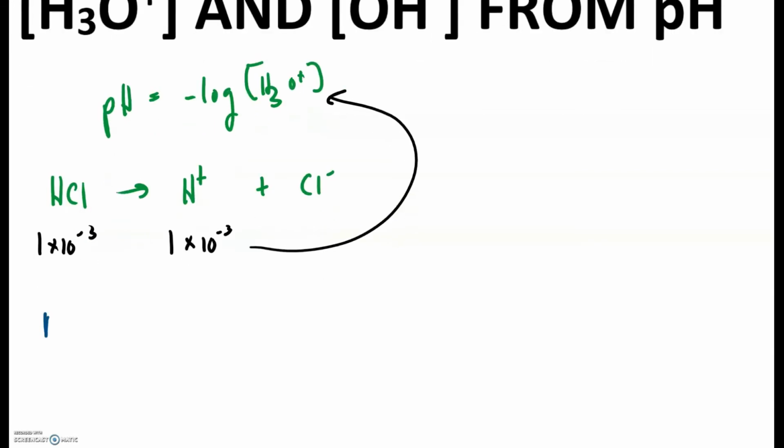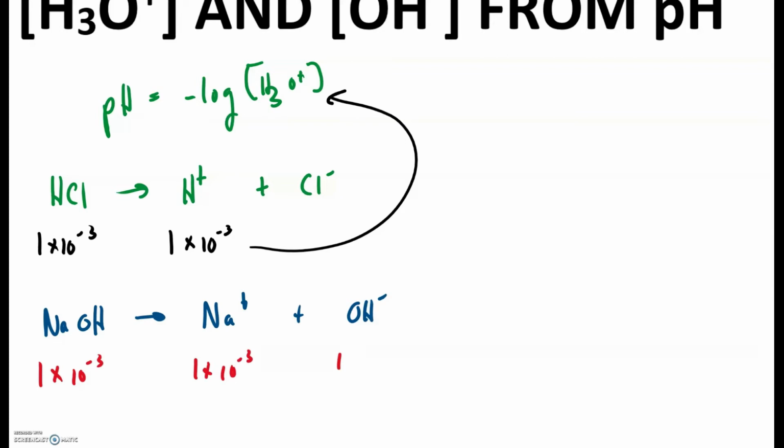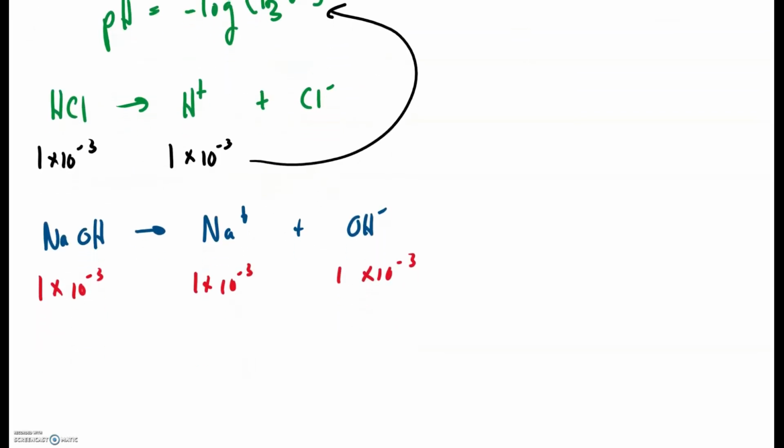If you're doing it with a base, it's really easy to find the pH by dissociating your base. We're not really worried about the Na plus, but we are worried about the OH minus. And since you can't plug this directly into the equation for pH, there's a couple things you can do.